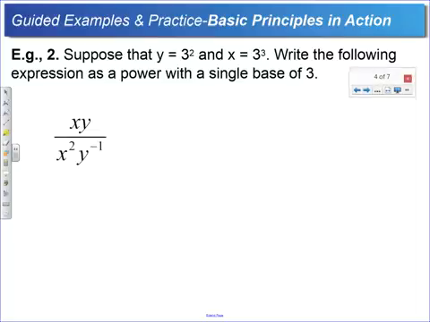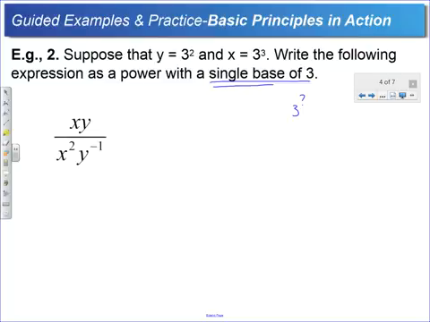Now, here's another one. This involves a little bit of algebra. Okay, so we're going to do some substitutions and use some exponent laws. We're going to write this expression as a power with a single base of 3. So what it means to have a single base is that the answer is going to be 3 to the whatever. Okay, there's not going to be any other operations or any other numbers involved. So let's go ahead and do that.